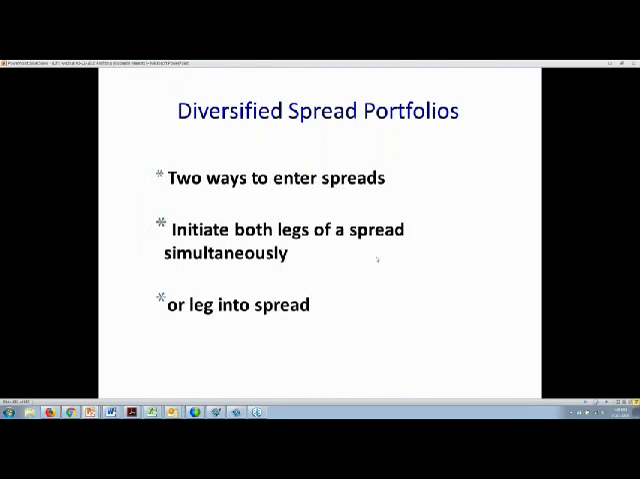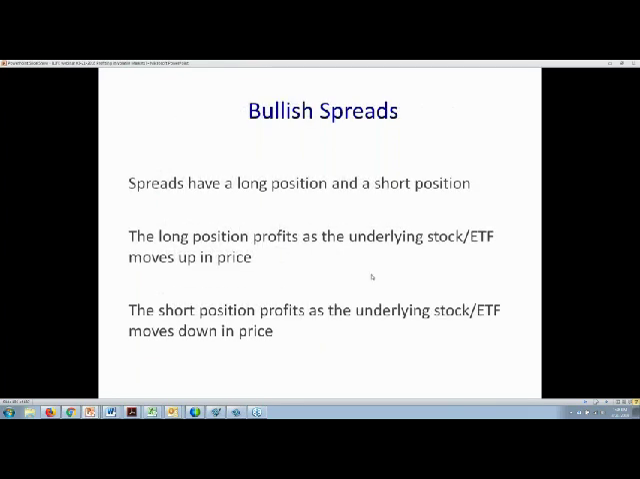And there's two ways to enter a spread trade. You can initiate both legs of the spread simultaneously, or you can leg into the spread at a later date. So I'll show you examples of both types.